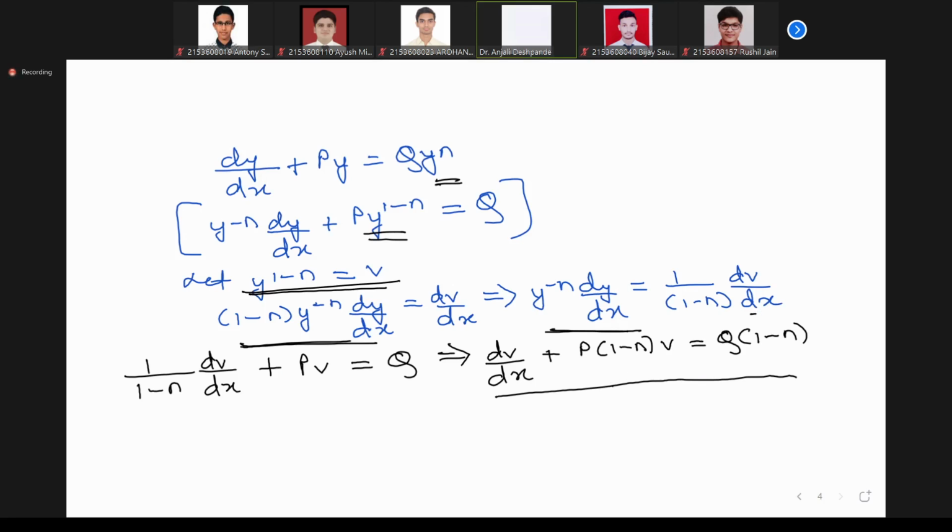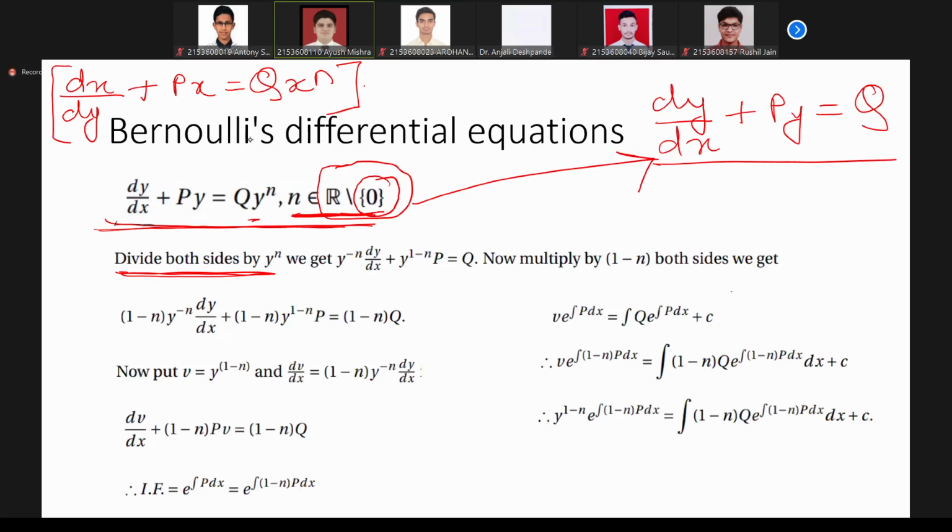Now I'll just go back to the original. Can you please explain the last step? Which step you want me to explain? Here also the same things are there. Just ask from here. The same steps are here on the slide. You can just ask me from here. Which step you want me to explain? Ma'am, 1 upon 1 minus n dv by dx.